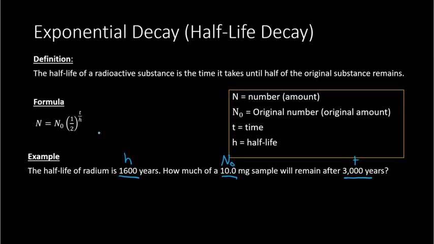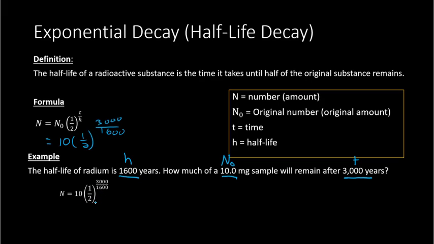So you plug all that into your formula. So instead of n sub o, we have 10. Instead of t, we have 3000. Instead of h, we have 1600. So that's what you plug in. So make sure you follow order of operations. We don't multiply until we take care of the exponent.